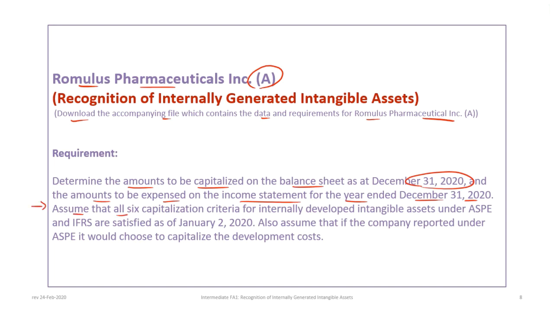This is important. We're going to assume that all six capitalization criteria for internally developed intangible assets under ASPE and IFRS are satisfied, and that they're satisfied as of January 2nd, so basically at the beginning. Also, we'll assume that if the company reported under ASPE, then it would choose to capitalize the development costs. This prevents us from having a problem in deciding whether or not under ASPE the cost should be capitalized or expensed. We'll just go ahead and capitalize them since the criteria are met.